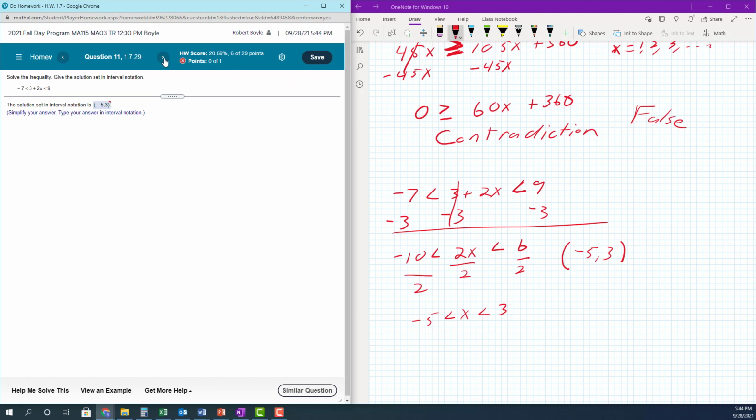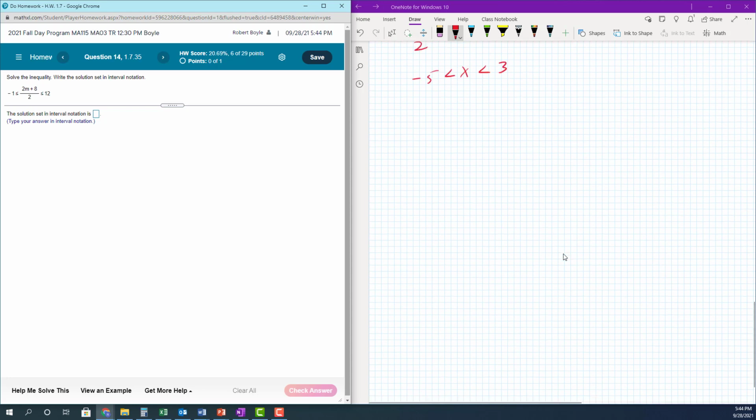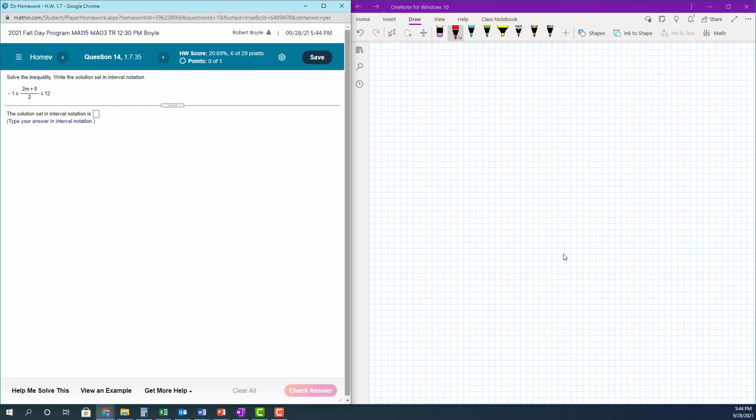Okay, so moving on. Okay, well, this is an interesting problem, so let's just go ahead and take a look at this one. See, I'm at 14, so I'm actually getting pretty close. Okay, so we have negative 1 is less than or equal to 2m plus 8 divided by 2 is less than or equal to 12.